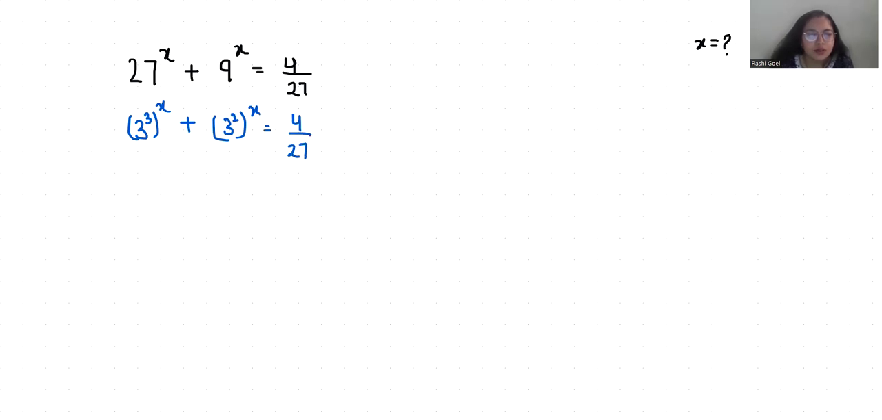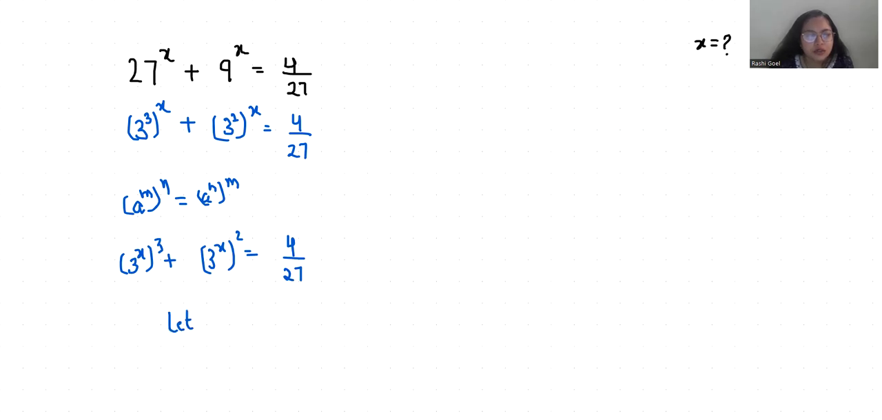Now, according to the exponent rule, (a^m)^n, we can write it as a^(mn) also. So (3^x)^3 + (3^x)^2 is equals to 4 by 27. Now, I am going to take a substitution. Let 3^x be equal to t. So t^3 + t^2 is equals to 4 by 27.